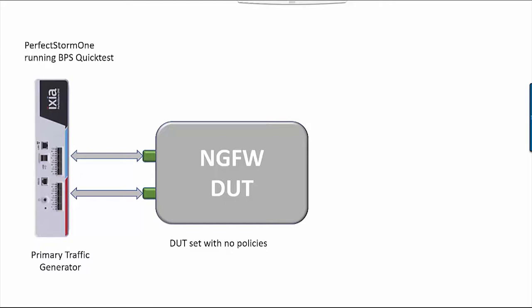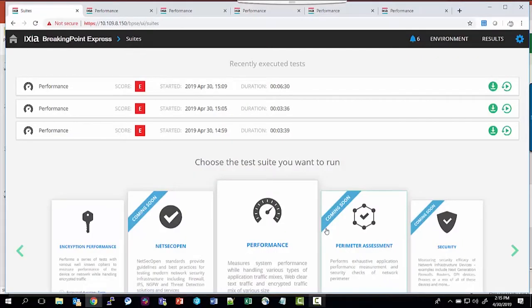We'll have a Perfect Storm One as a traffic generator connected to a next generation firewall DUT, and the initial setup has no policies at all. So the DUT is kind of in a pass-through mode and the Perfect Storm One is simulating the client and the server. So this is the Breaking Point QuickTest screen.